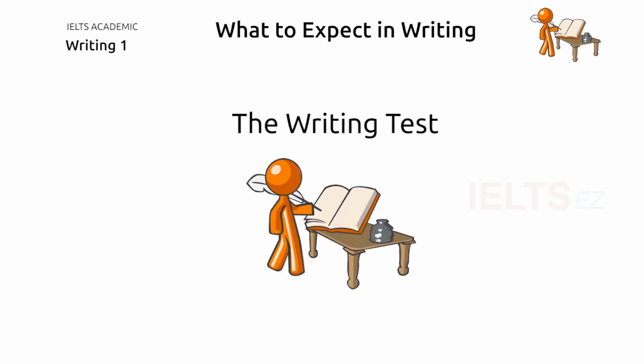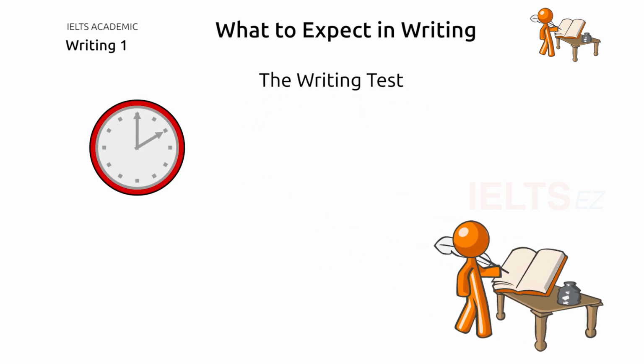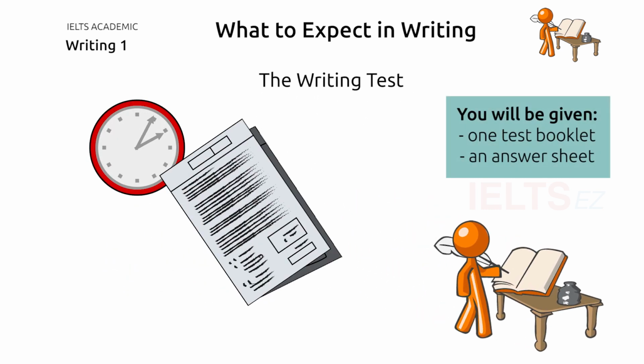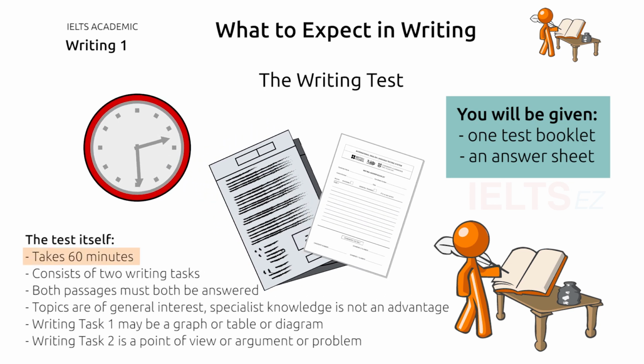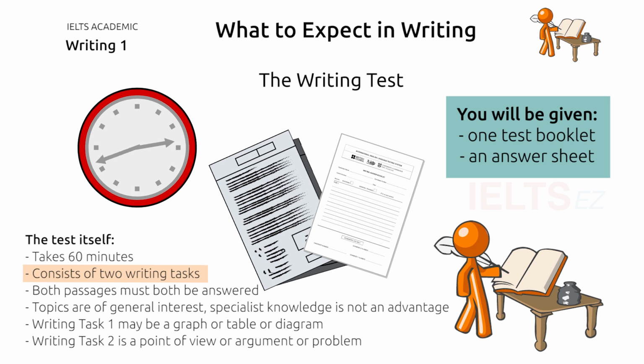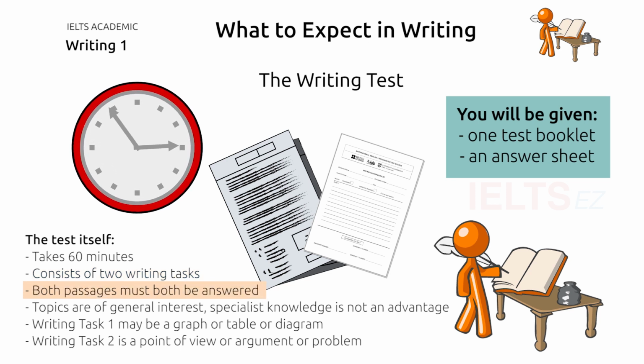The structure of the IELTS writing test is really quite simple. It consists of only 2 writing tasks. But candidates still find it challenging to achieve a high band score. In the test, you will be given 1 test booklet and 1 answer sheet. The test itself takes 60 minutes. And during this time you'll have to complete 2 tasks to achieve a high band score.